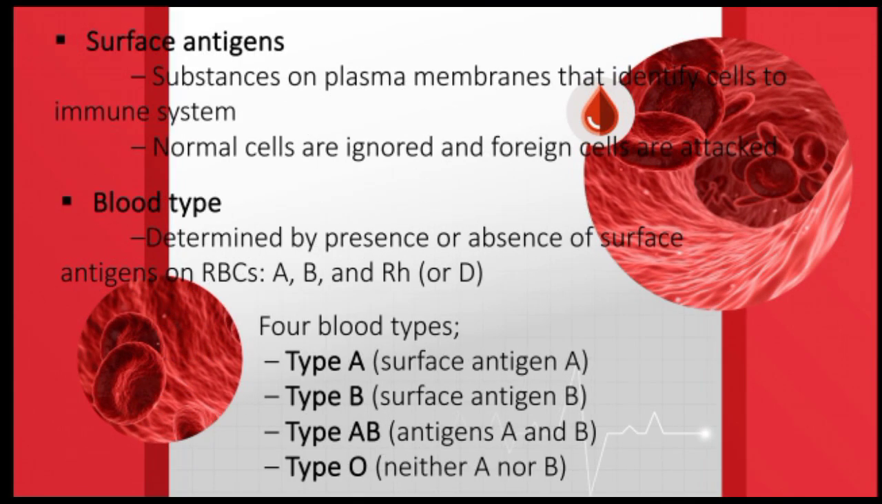Surface antigens are substances on plasma membranes that identify cells to the immune system. Normal cells are ignored and foreign cells are attacked. Blood type.